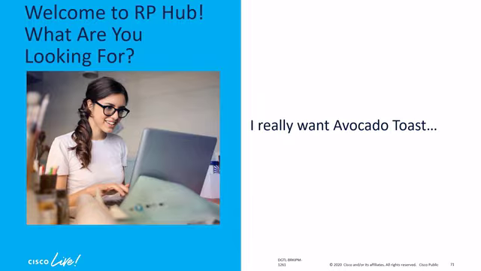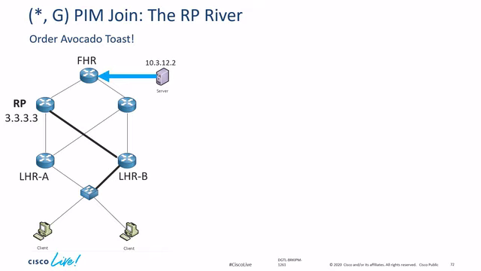And she wants some really delicious avocado toast, which is something I actually enjoy myself. So what comes next is from the receiver, and that's what's called the star comma G PIM join. Well, the receiver actually is going to send an IGMP report, as we've established, and from the multicast router will come the star comma G PIM join.